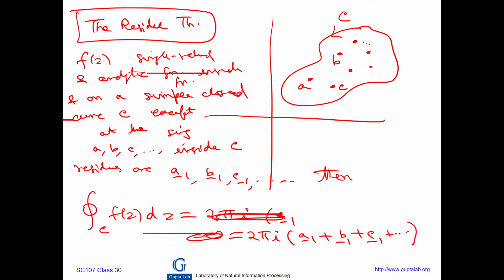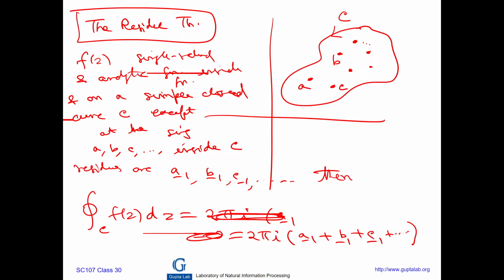So clearly you can see that if there is no residue, this term will be 0, and actually you get the Cauchy theorem. So Cauchy residue theorem is sort of a generalization of Cauchy theorem. So if the region has a finite number of singular points, you just compute the residue at those points.